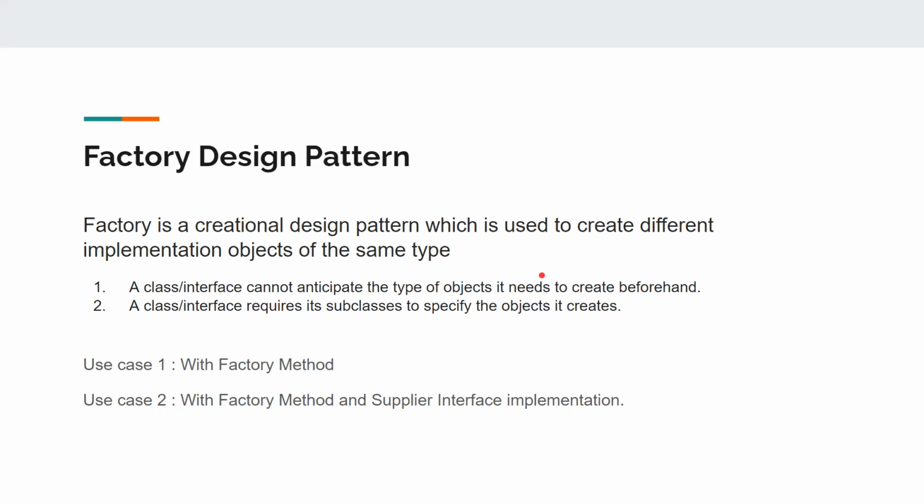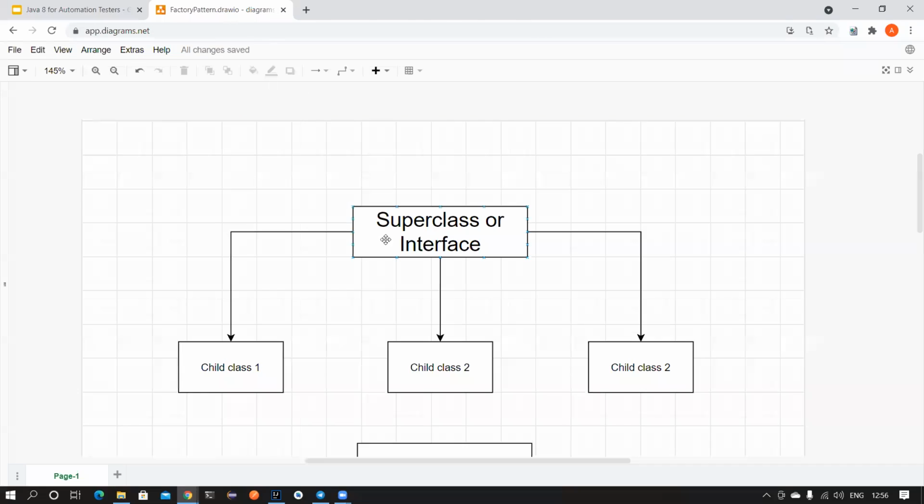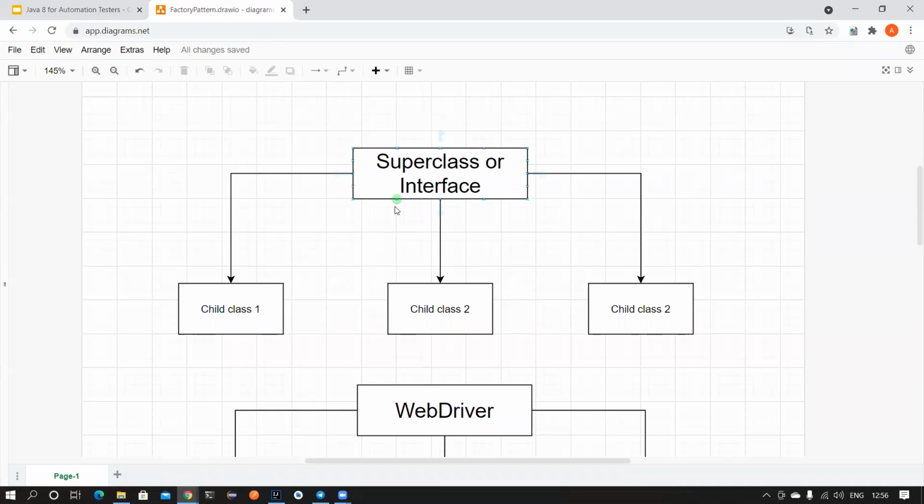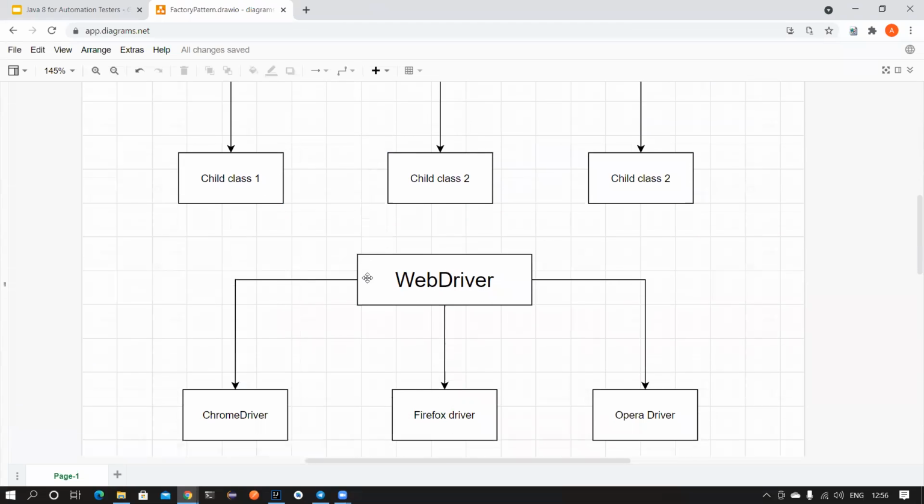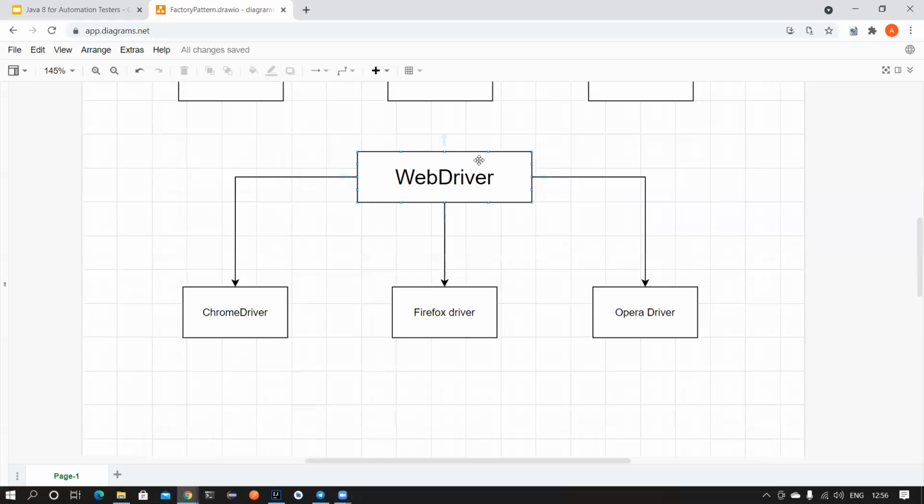Okay, I don't understand this. Let me give a very simple example, with a diagram. Let's say you have a super class or an interface, and you have a lot of implementations as well, and then the client may decide what kind of implementation they want to use. Again, I don't understand. Okay, let's take a very simple example.